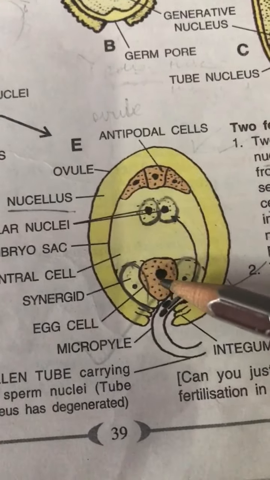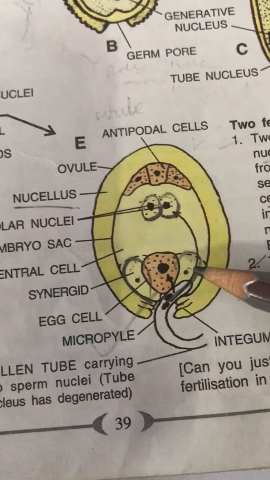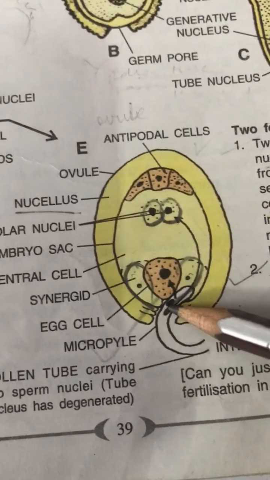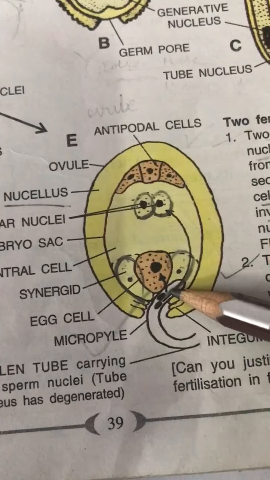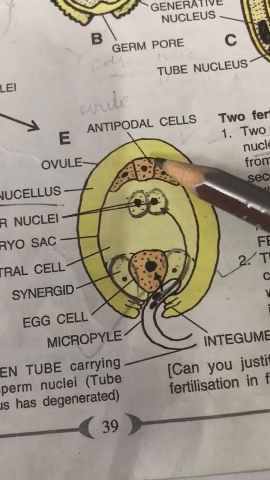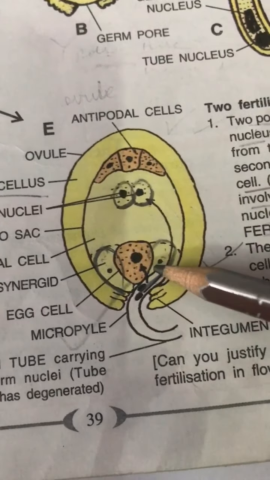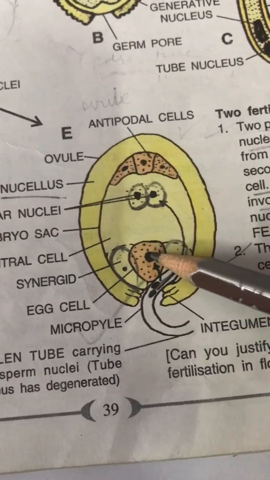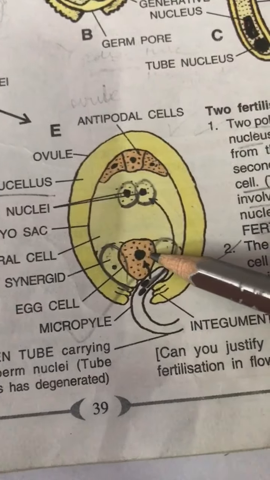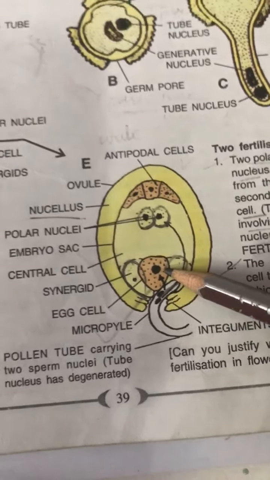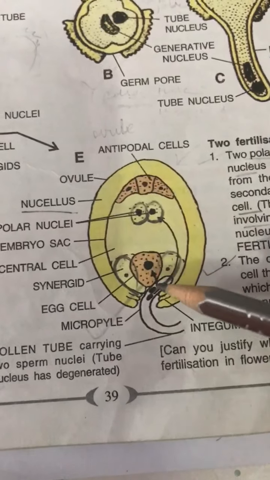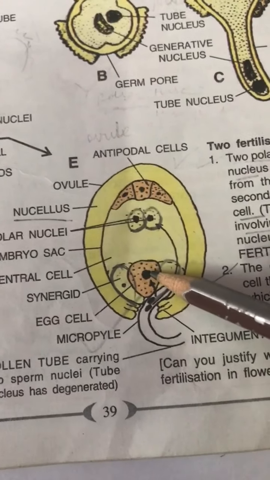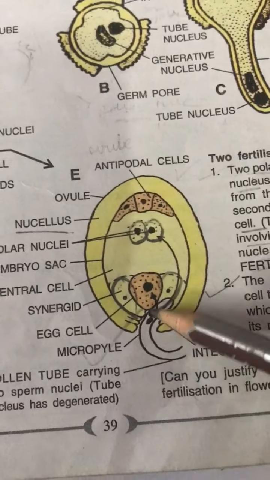Now what are they all doing and what is their role in fertilization? We know that male gametes are 2 in number and both are released inside this embryo sac. One of the male gametes fuses with this egg cell to form the zygote. We know fertilization is fusion of male gamete with the female gamete to form a zygote, and this is what is happening here.